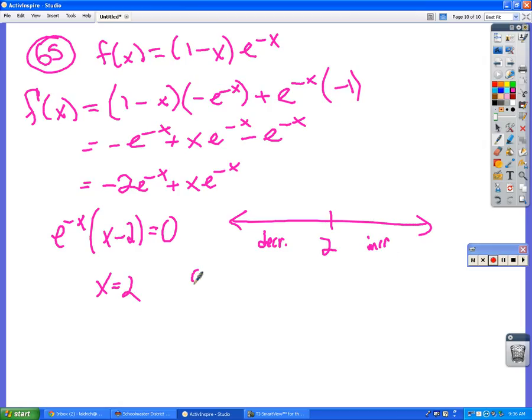Okay? So the answer to part A is, what do they want? Increase or decrease? It's increasing from 2 to infinity, and it's decreasing from negative infinity to 2. Okay? You good at that?